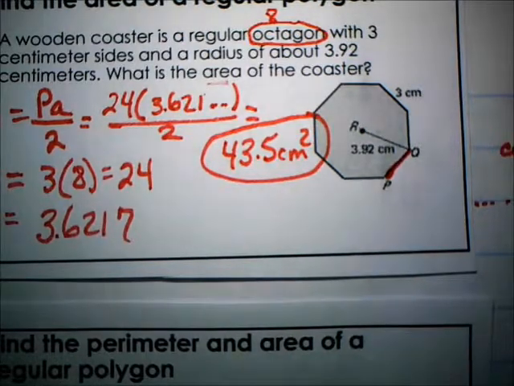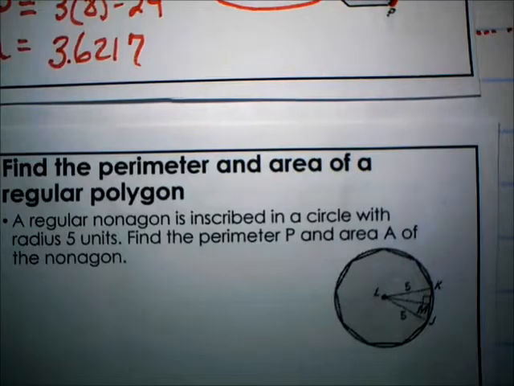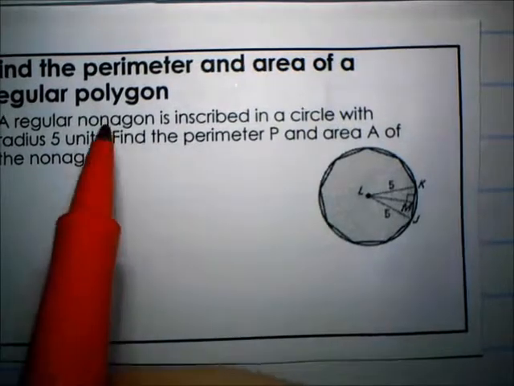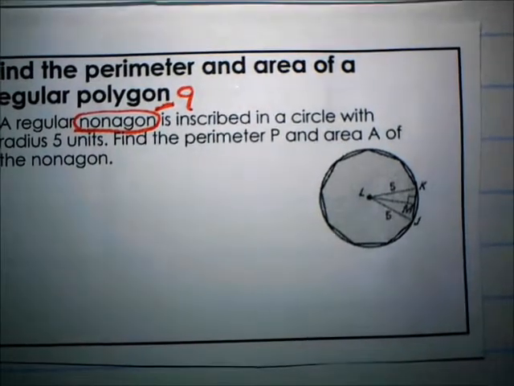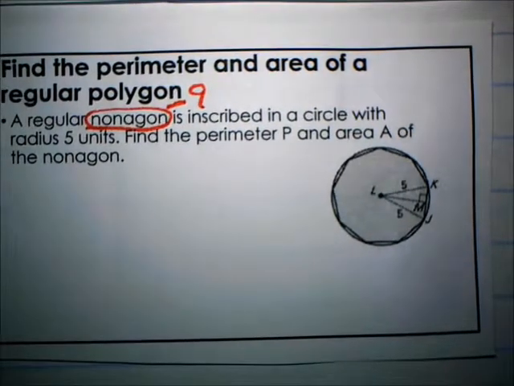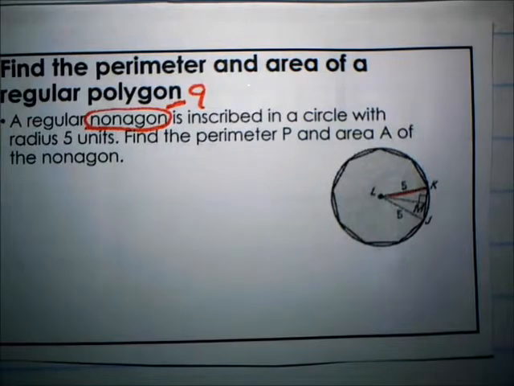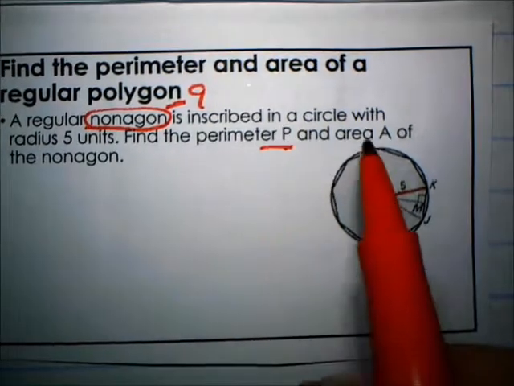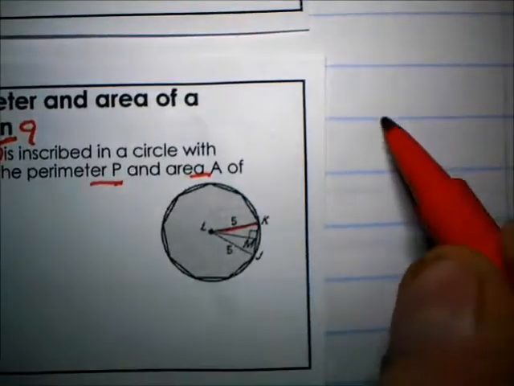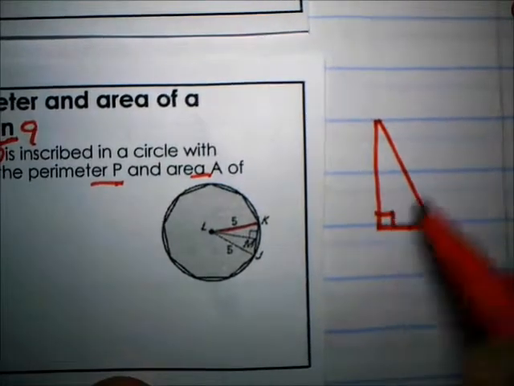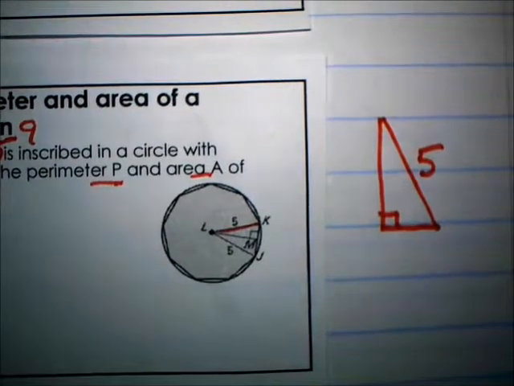Okay, on example 5, we're going to use the same pattern. It says a regular nonagon. Nonagon means there are 9 sides inscribed in the circle with a radius of 5. And if you notice, LK is labeled 5 or LJ is labeled 5. It wants us to find the perimeter and the area. If I look at the triangle a little bit bigger, I have a 5 on the outside, and that's the only thing I know.